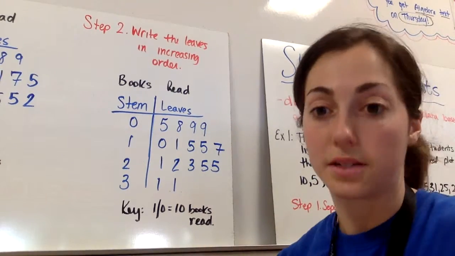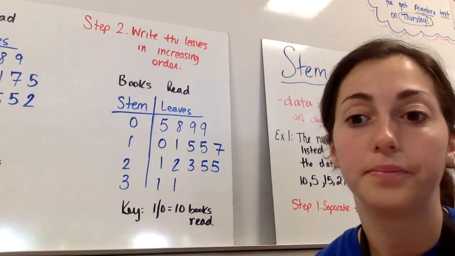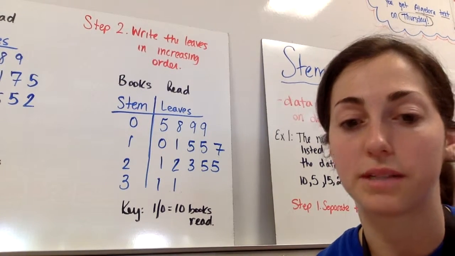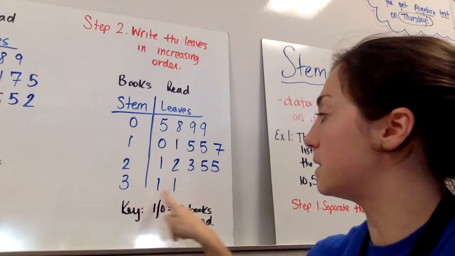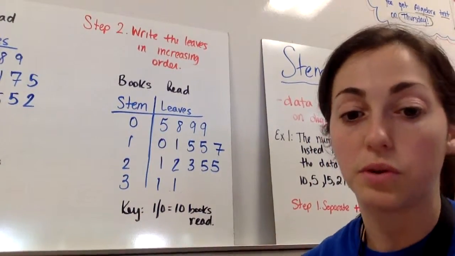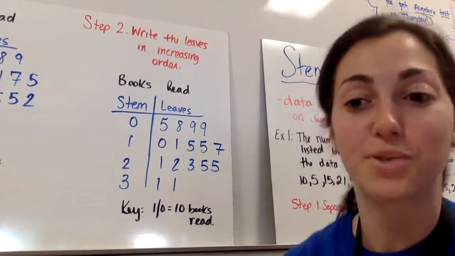And now we're going to ask questions about this. I could ask you, what's the range? That's my quickest. You see your biggest number is 31. Your smallest number is 5. So to find the range, you would do 31 minus 5, which is 26.